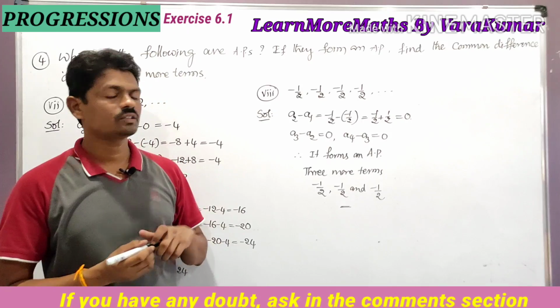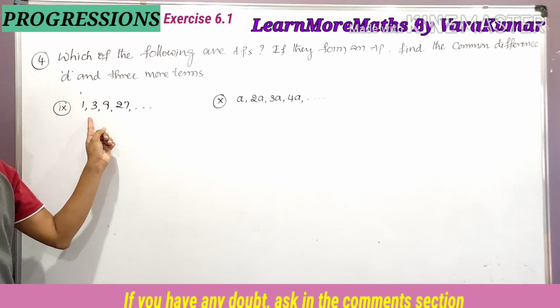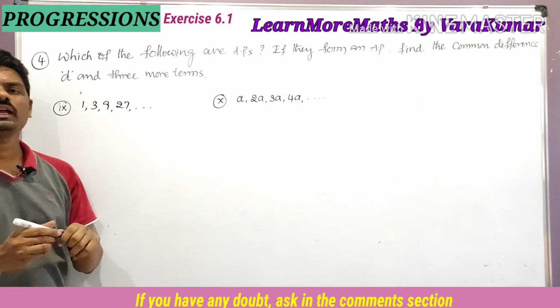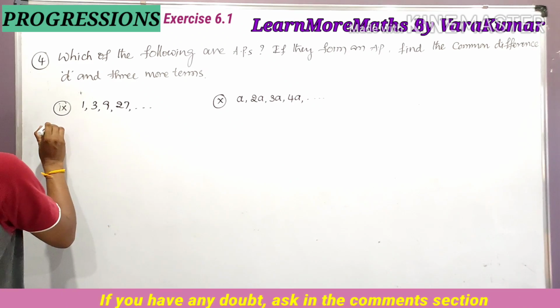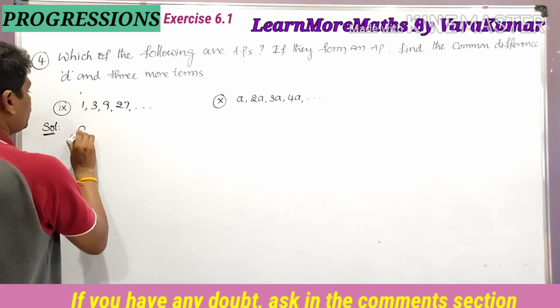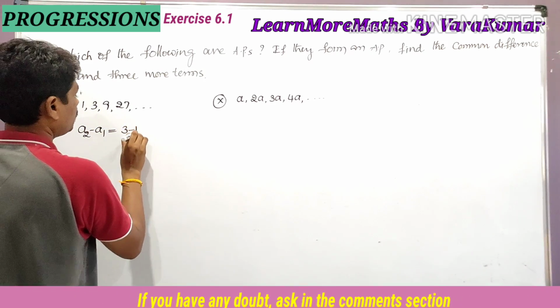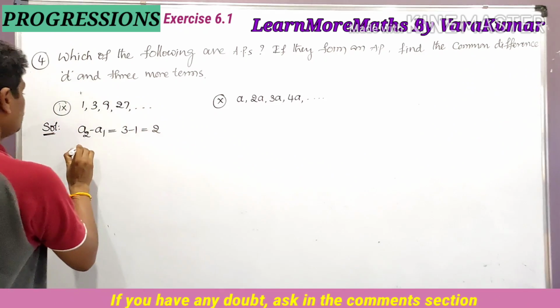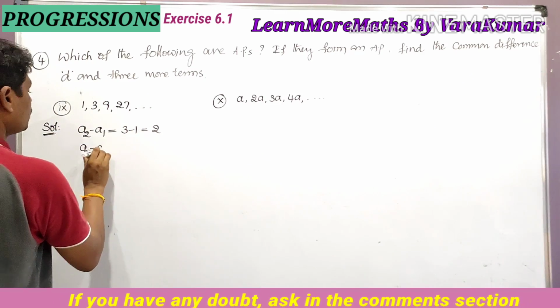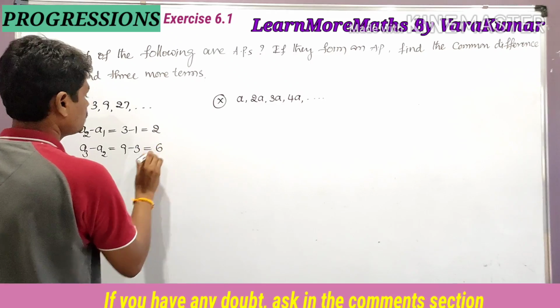Next we have to solve the 9th bit. Student, this is the 9th bit in the 4th problem. 1, 3, 9, 27 he has given, student. Again you have to check whether it forms an AP or not by finding the common difference. A2 minus A1 is equal to 3 minus 1, which is 2, student, and A3 minus A2 is equal to 9 minus 3, it is 6.